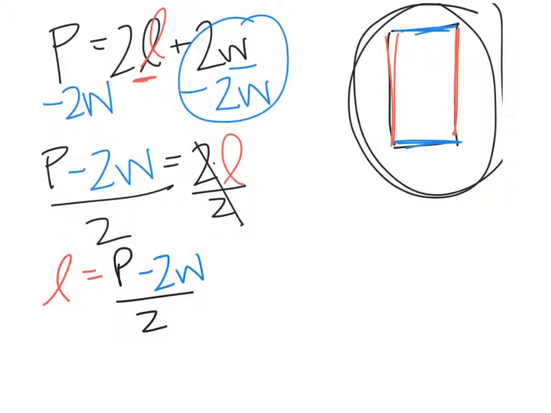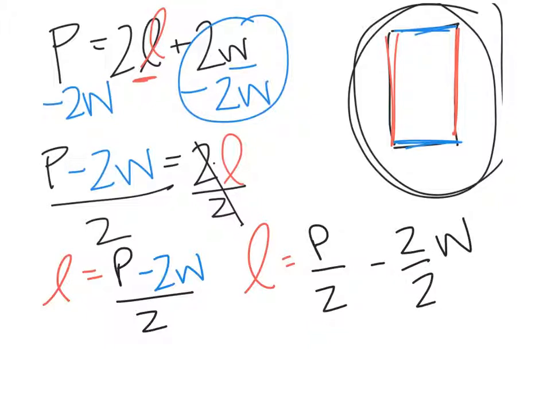Or we can break it up, because remember the denominator is the denominator for each of the parts, P and 2W. So we can break it up as L is equal to P over 2 minus 2 over 2 W, which would simplify to P over 2 minus W, because 2 over 2 is just 1, right? So that cancels to 1W or W.